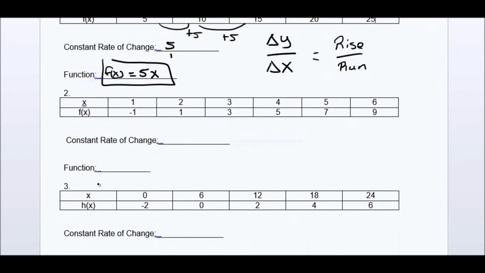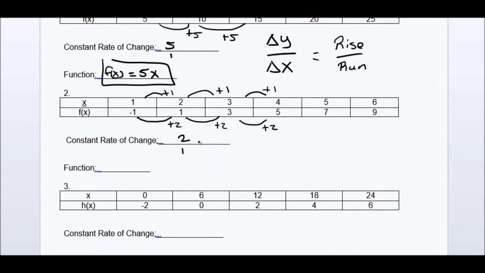Let's do another example. Remember, it's the change in the y divided by the change in the x. So from -1 to 1, we added 2. From 1 to 3, we added 2. From 3 to 5, we added 2. So the change in the y is 2. Now what about the change in the x? From 1 to 2 is plus 1. From 2 to 3, plus 1. And so on. Okay? So the change in the x, which goes on the bottom, is 1.